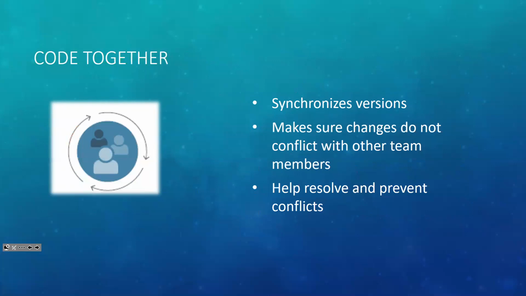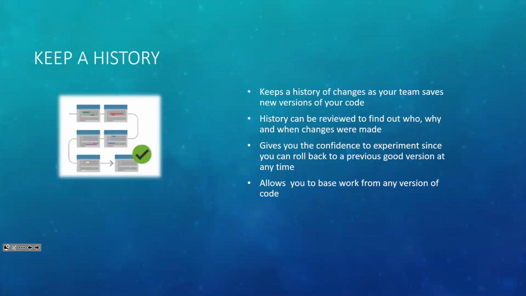It's going to make us do that ourselves, but at least we know there's a problem instead of just stomping on each other. It also will help us keep a history. So every time we save a new version of our code, we're going to have a historical reference to it. We can find out who made changes, why, and when, and all those wonderful things that we need to know.